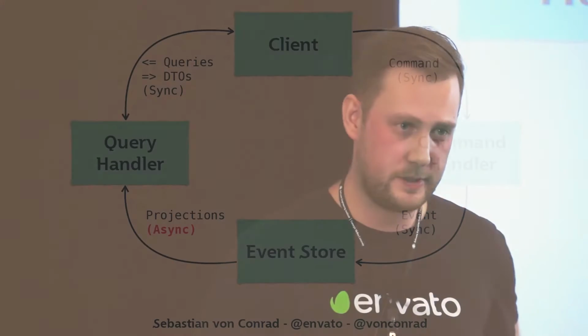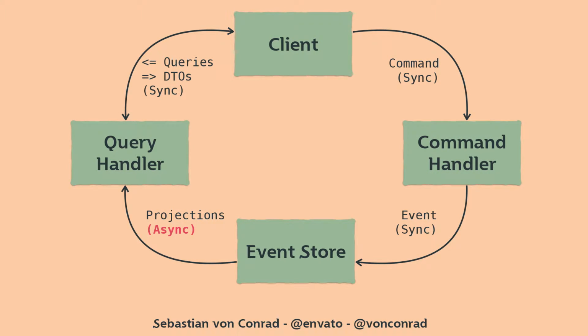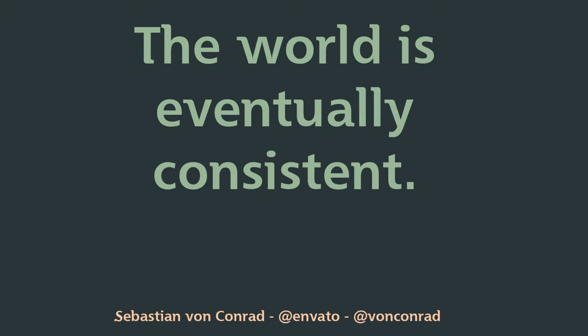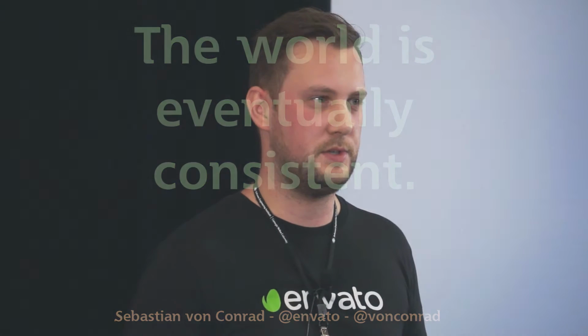The challenge here is that while commands and events, or writes, are completely synchronous, and reads are also synchronous, the thing that goes into the event stream and creates these materialized views is asynchronous, which leads us to eventual consistency, which is really the thing that we're not supposed to talk about, but we're doing it anyway. The thing is, the world already is eventually consistent. And this is just another way of trying to model that in computers as well. And eventual consistency is really about time.